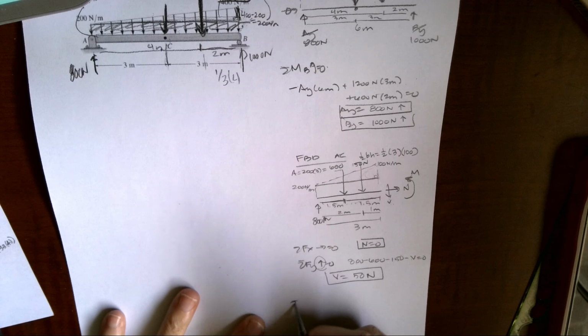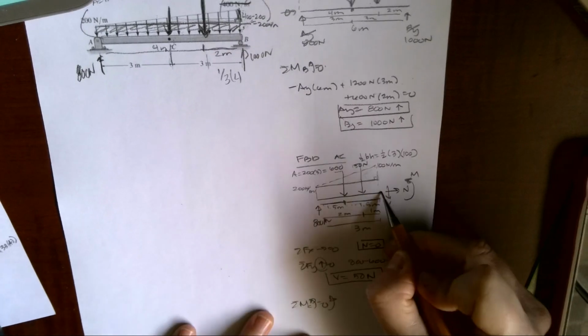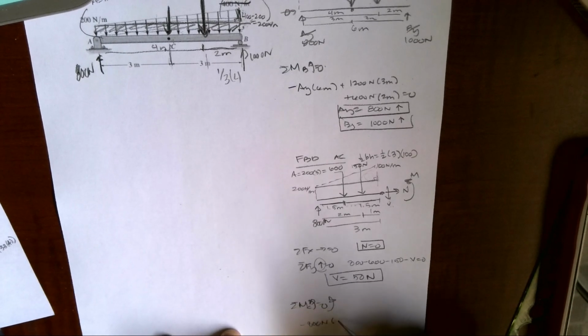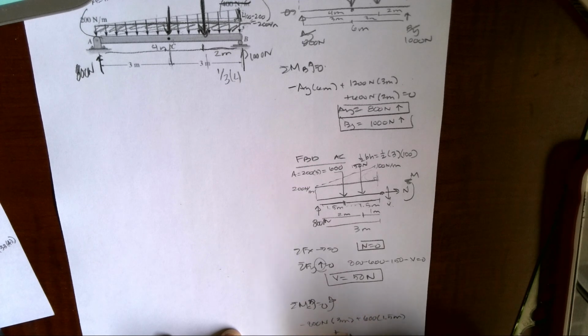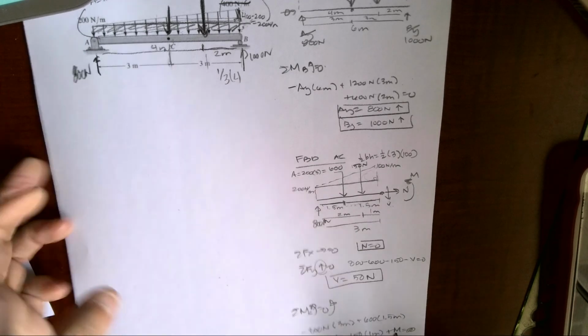Now we're going to sum moments about point C. I'm going to use right-hand rule. I don't know why I drew it twice. Here we go. Negative 800 newtons times 3 meters plus 600 times 1.5 meters plus 150 times 1 meter plus moment equals 0. Okay, positive behavior, it also happens to be positive because of right-hand rule with statics.